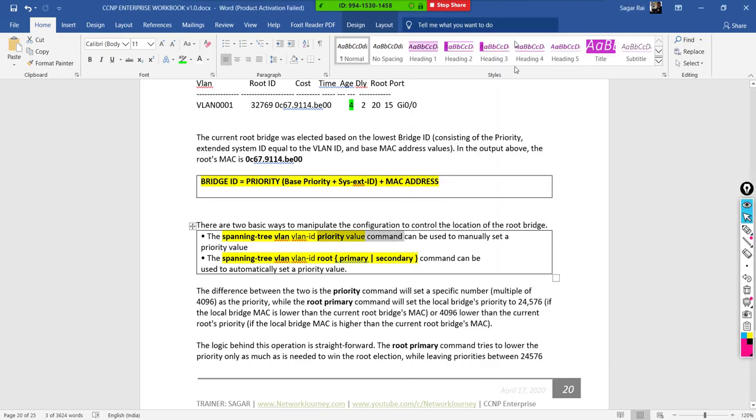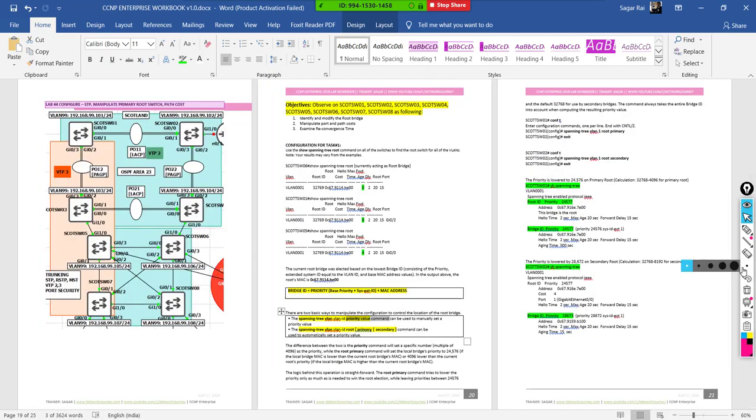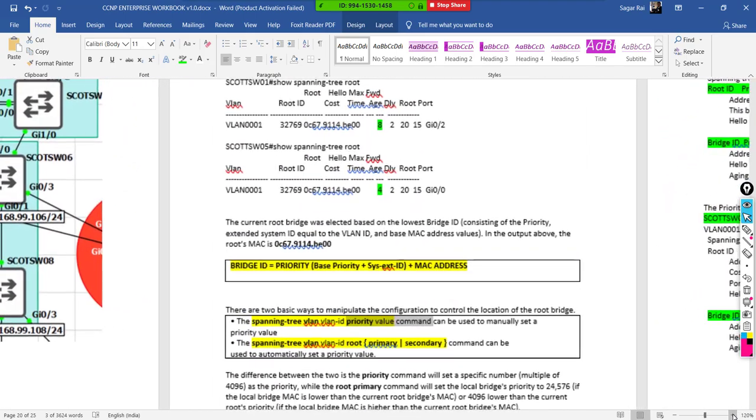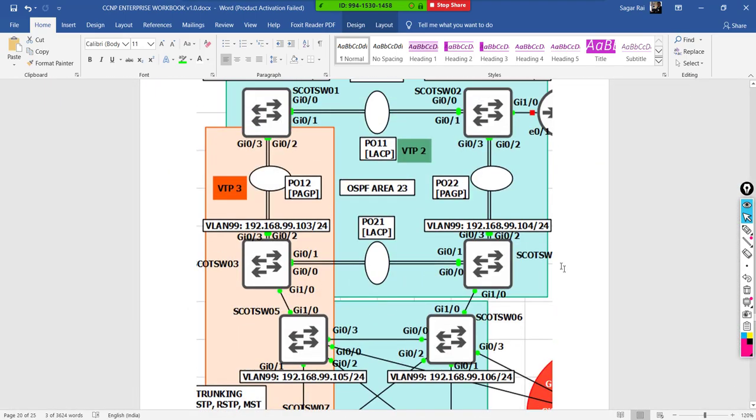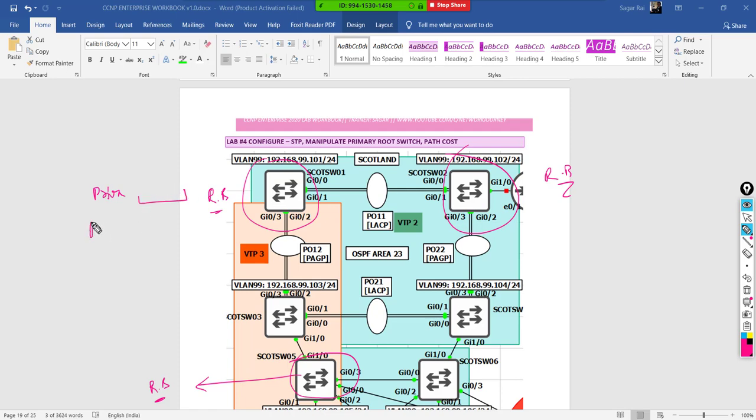Okay, what did I say? So let's go back to this. From the switch point of view, by default this was elected as root bridge, but from the switch point of view I changed the behavior. I made this the primary root bridge and I made this the secondary root bridge. Now that is clear. I have two commands. Either I can go with the priority command and change the numbers, or I can straight away go with primary and secondary and change the behavior.